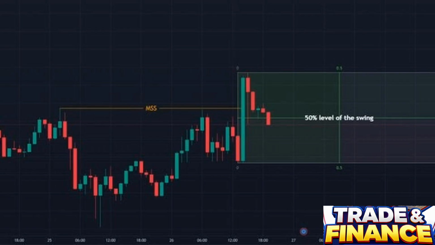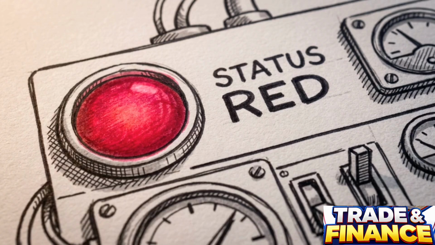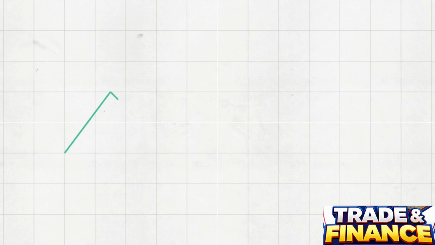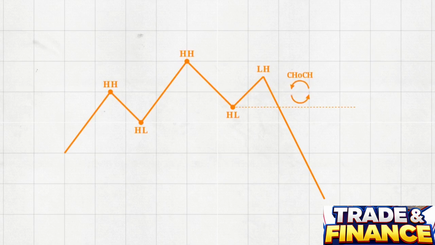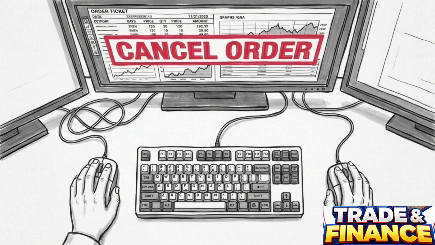On a live chart, this might be labeled as a market structure shift, or MSS. Regardless of the name, the implication is the same. The short-term delivery of price has flipped from the buy side to the sell side. A change of character acts as an early warning system. It alerts you that the market's behavior has transitioned from continuation to a potential reversal, allowing you to adjust your bias before the trend fully turns.